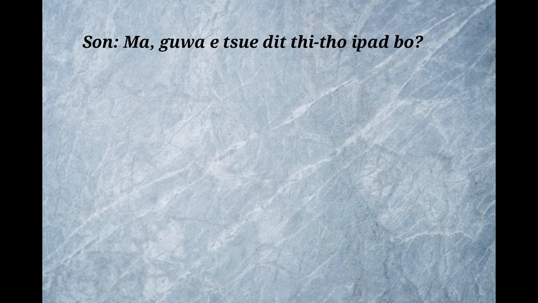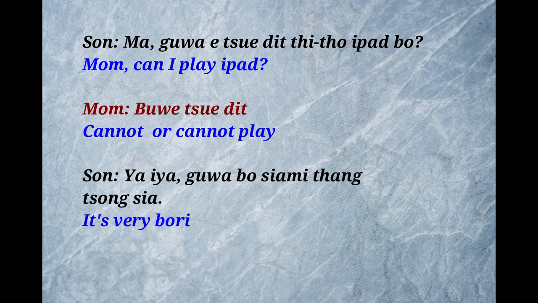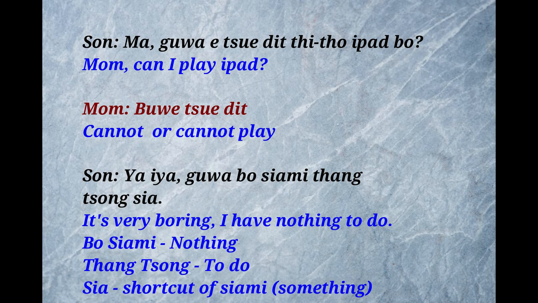Now let's break down the sentences. Ma, gua etswe di tito iPad bo? Mom, can I play iPad? Etswe dit is can. Tito is play. Bue etswe dit. Bue etswe is cannot or cannot play.